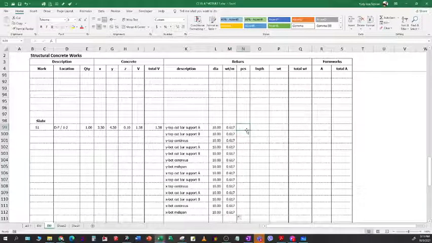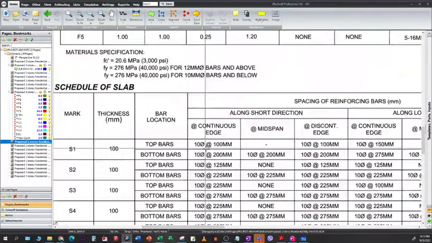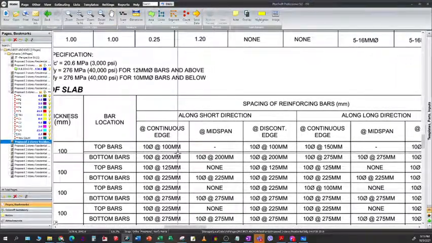Then for the number of pieces, you look at the schedule. For the top bar, at one support, along the short direction, you look at the spacing along the short direction because that will tell you the number of rebars along the long direction. Okay, so we have a spacing of 100.